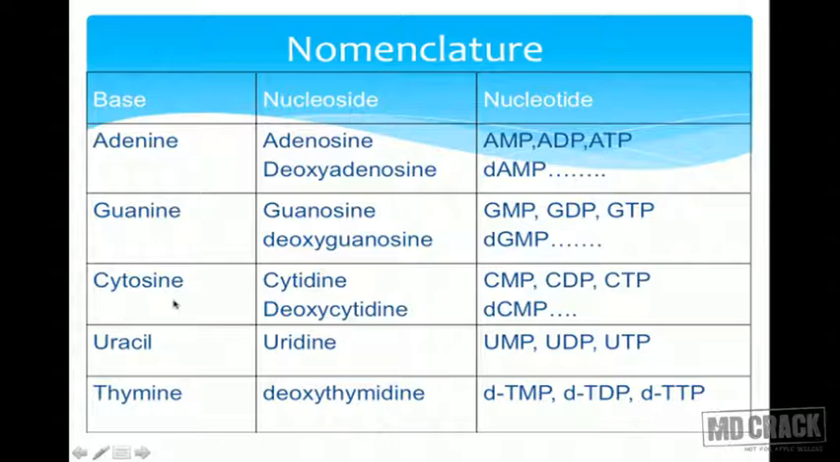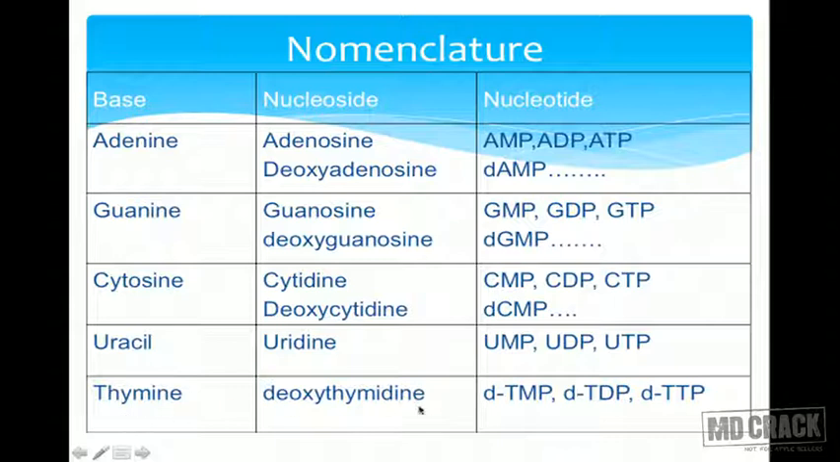Cytosine is already a nucleoside base, so the name changes. Cytosine is the base, so cytosine is not a nucleoside. So cytosine becomes cytidine, and the deoxy form will become deoxycytidine. Uracil will become uridine, and thymine will become deoxythymidine. Now usually the deoxy form of uracil is not there. Why? Uracil is present in RNA, and thymine is present in DNA, that is, without the ribose. Thymine with ribose is not there because thymine is present in DNA, so it is always deoxythymidine.